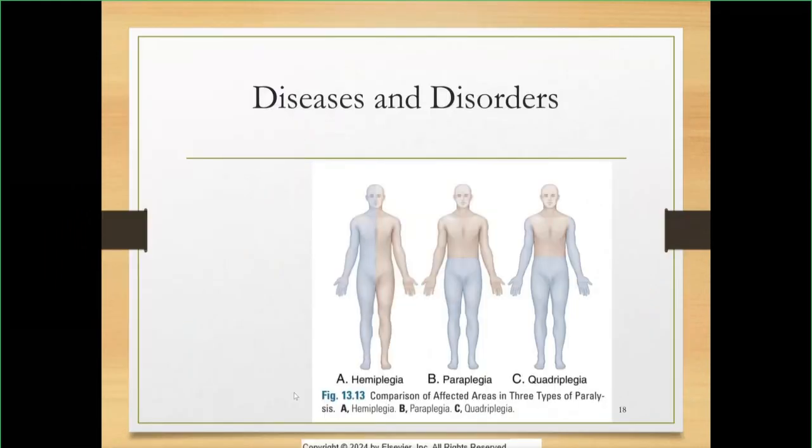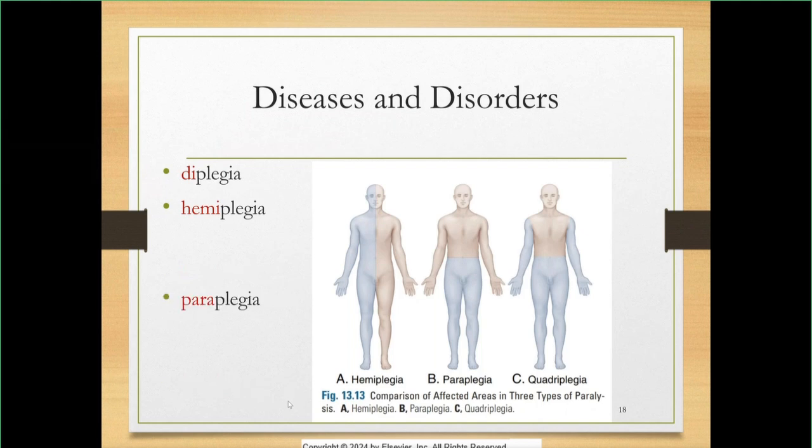Let's determine the meanings of the next terms by word part analysis. Diplegia, di means two, and plegia, paralysis. Therefore, diplegia means paralysis affecting like parts on both sides of the body. Hemiplegia, hemi, half, paralysis of one side of the body. Paraplegia, para, near or beside, paralysis of the legs and lower part of the body. Quadriplegia, quadri, four, paralysis of all four extremities. This is also called tetraplegia.